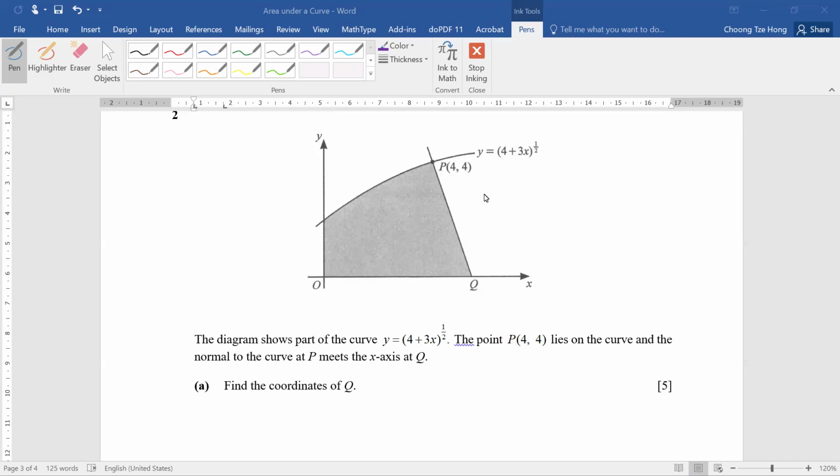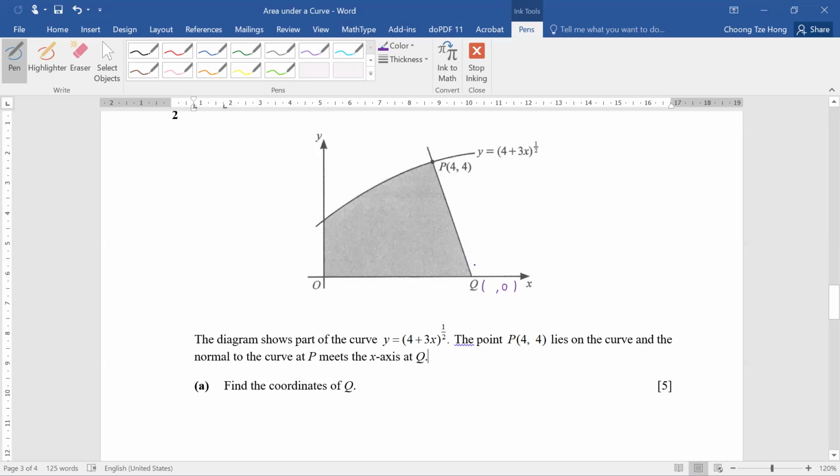We already know that Q is on the x-axis, so the y coordinate of Q is going to be 0. All we need to do is find the x coordinate. But in order to find the x coordinate of Q, we will need an equation into which we can substitute y = 0.